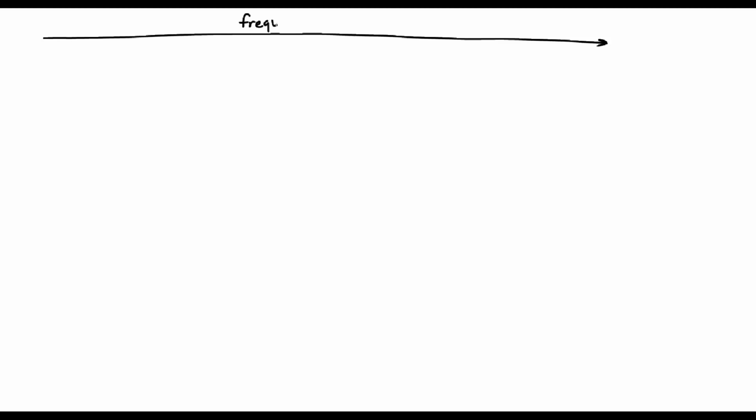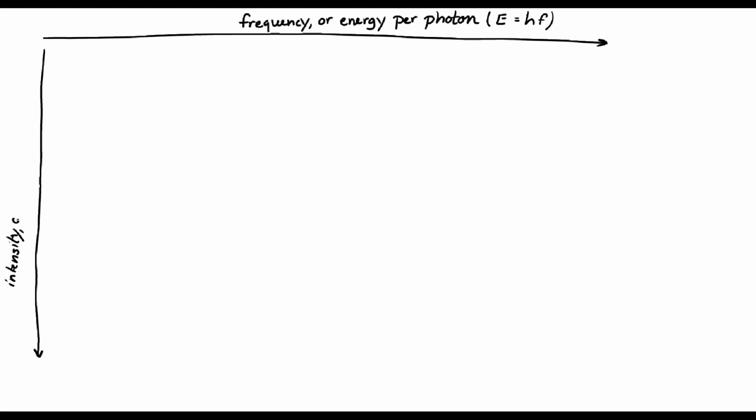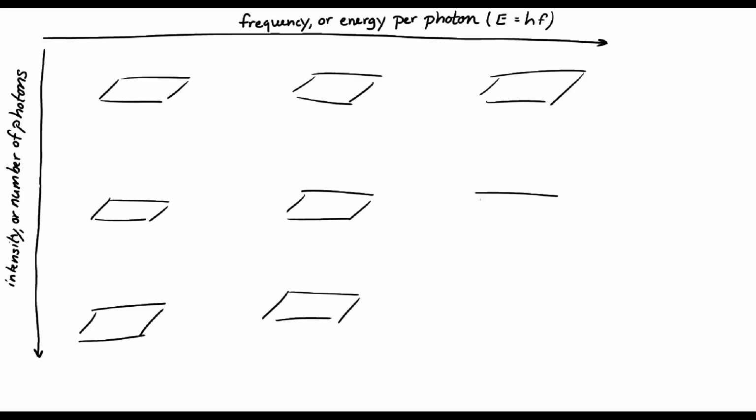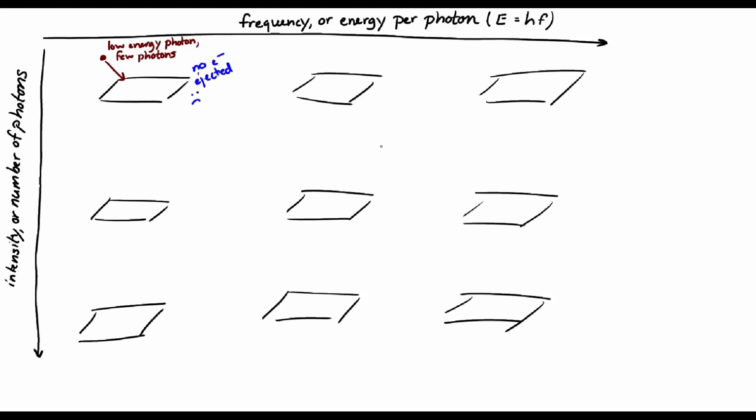So if we go back to our little grid here, along this axis we have frequency, but that's also an axis that shows us the amount of energy carried per photon. And then along this axis we have intensity. But intensity is also standing in for the number of photons that are being sent in. So over here, if we have low frequency, then we have a low amount of energy per photon, so we send in very few photons with low energy.